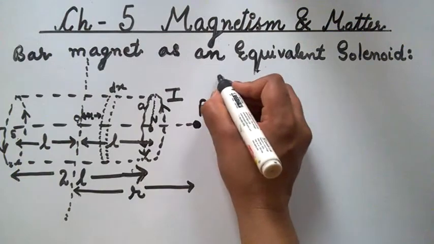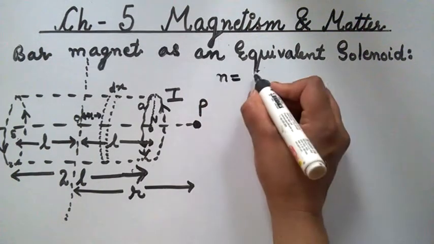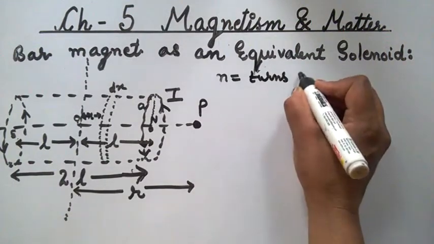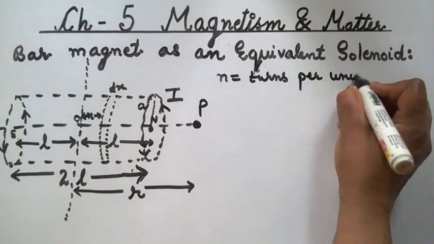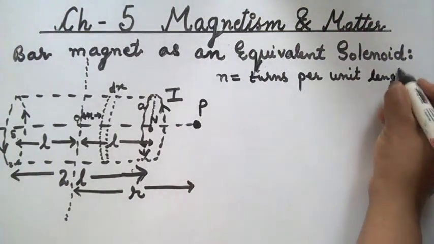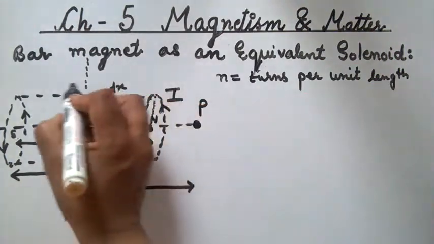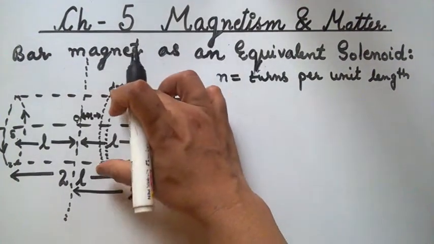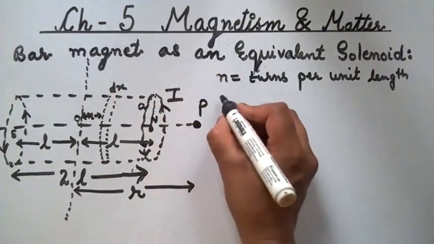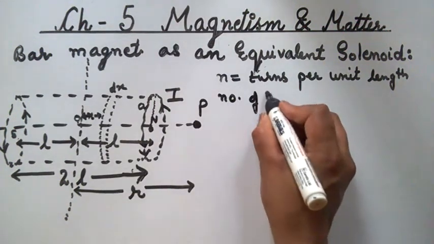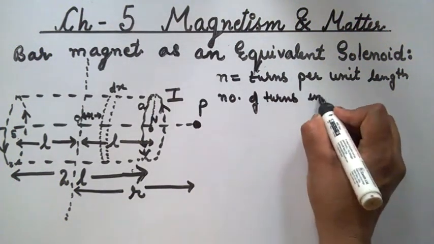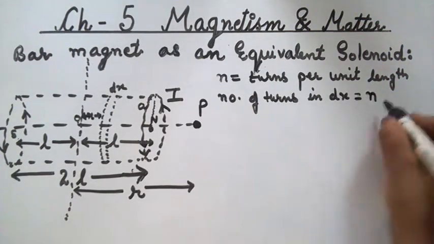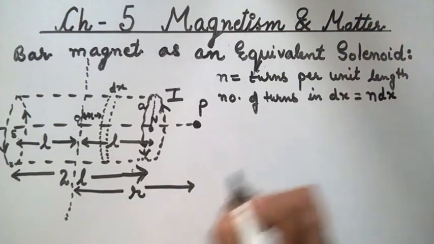Here, small n is the number of turns per unit length. Thus if capital N is the total number of turns, the number of turns in this small element is equivalent to the number of turns per unit length into the small element dx.